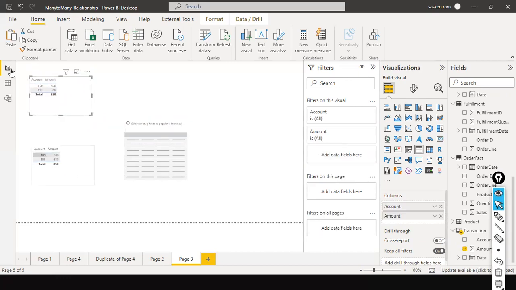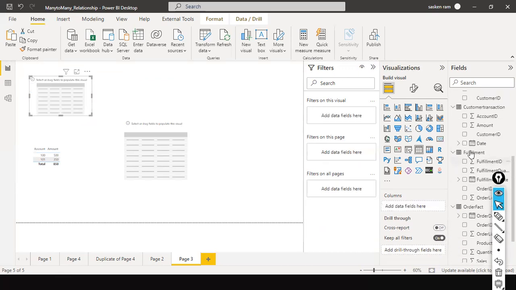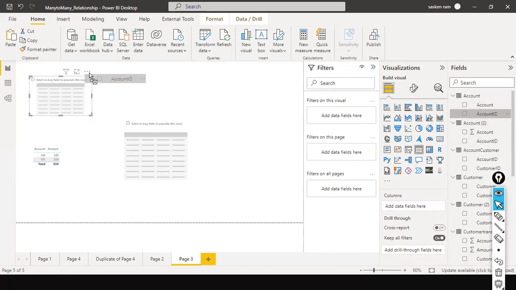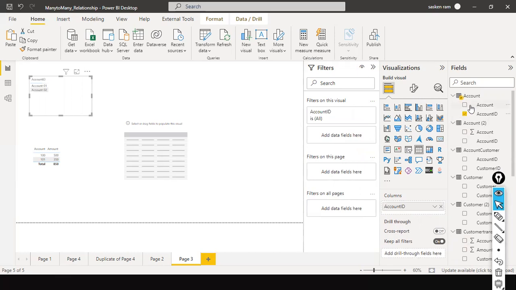This is a painful thing. Every time you go here, you will lose track. You see something, and when you go back and see the data, you will get confused. Instead, I'll just put all the things here itself. In this table, I'll just put the account ID and the account name here.